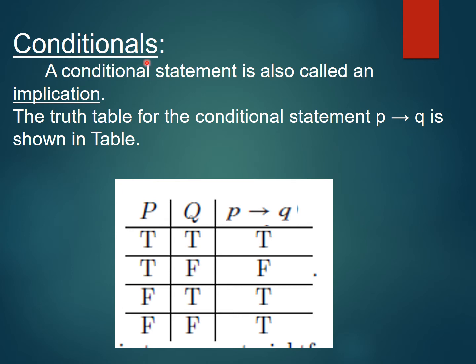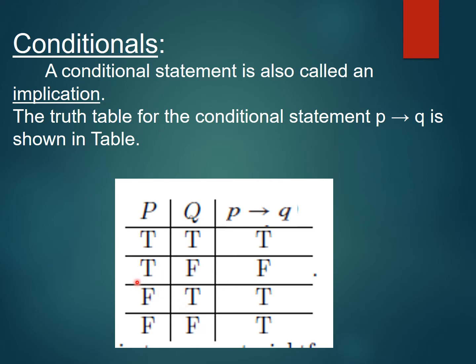More about conditionals. A conditional statement is also called an implication. The truth table for the conditional statement P implies Q is shown in table. You can see the truth table for P implies Q. The first column represents proposition P and the second column represents proposition Q and the third column is going to represent P implies Q. Here all the possible combinations are given for the proposition P and Q.